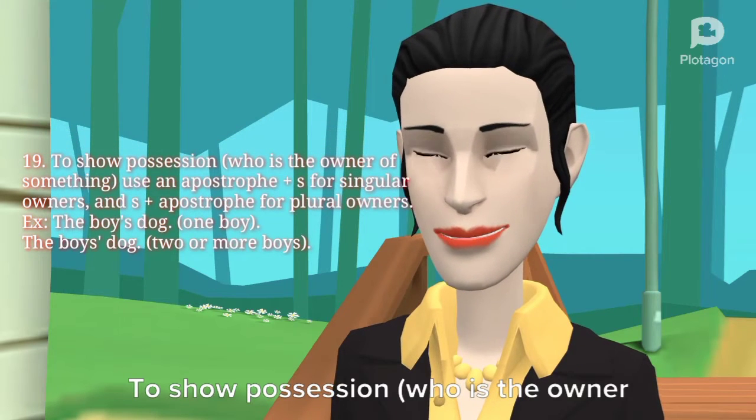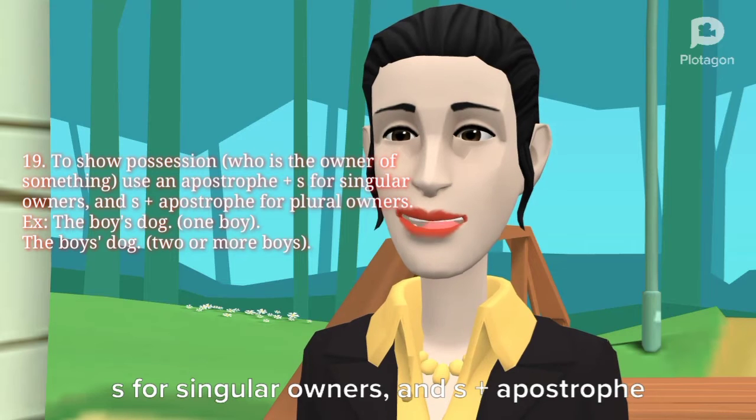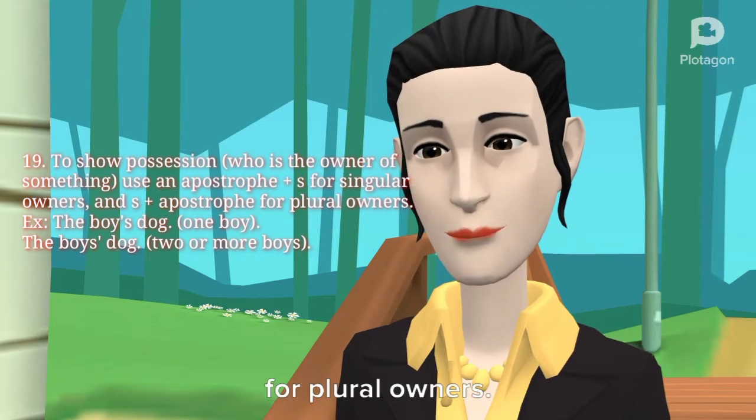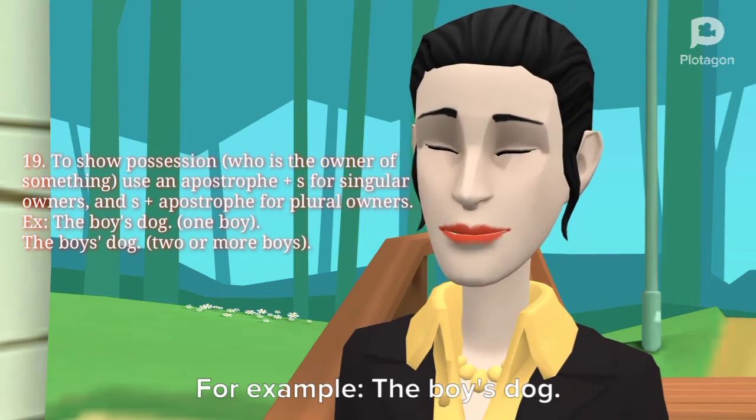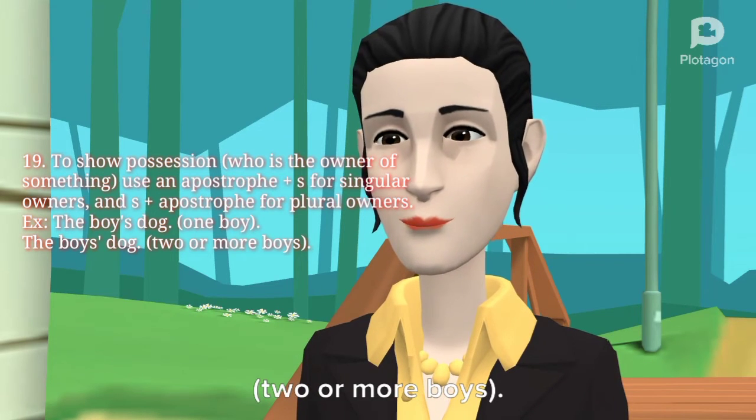19. To show possession, who is the owner of something, use an apostrophe plus s for singular owners, and s plus apostrophe for plural owners. For example, the boy's dog. One boy. The boys' dog. Two or more boys.